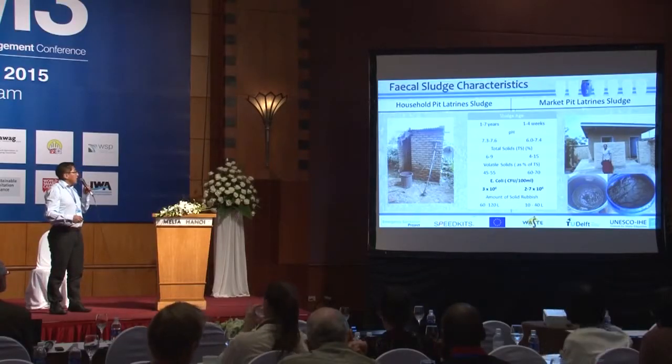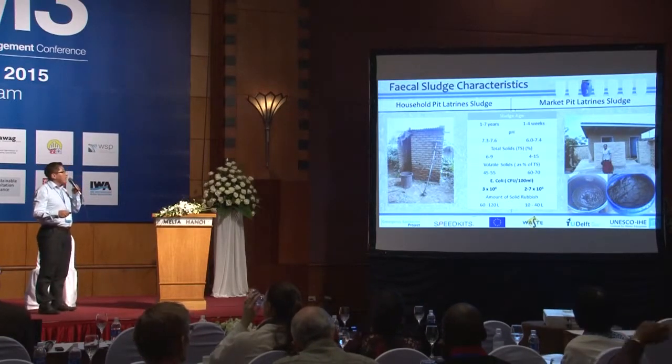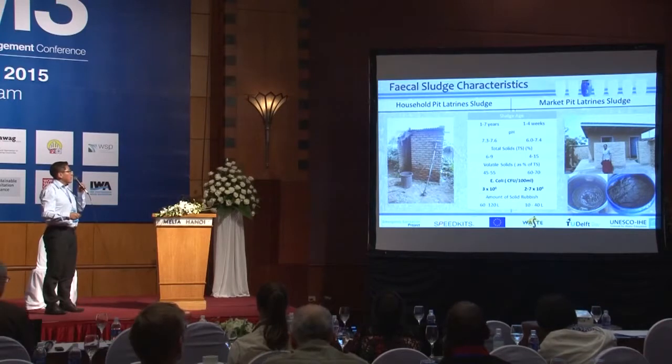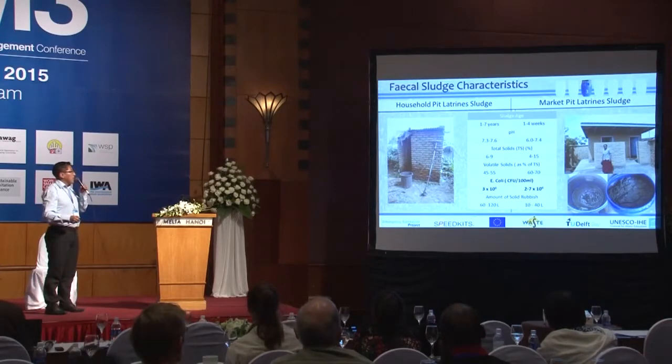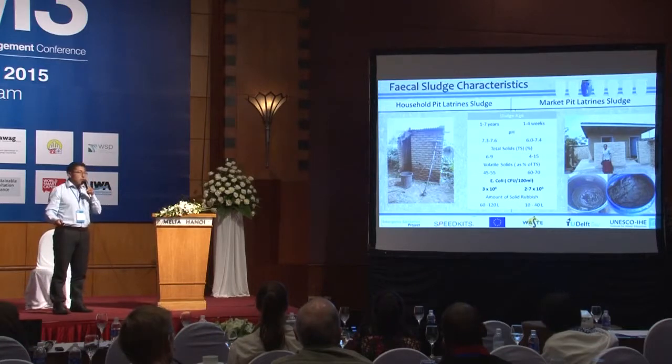We tested these 3 methods first at lab scale in Netherlands, but also we tested in the field in Malawi, in Blantyre. We had 2 different types of fecal sludge. One is from household pits, and the other is from market pit latrines. Some differences you can see, for example, the sludge age. In household pit latrines we have from 1 to 7 years. And in the public toilets, we can say fresh sludge, 1 to 4 weeks.